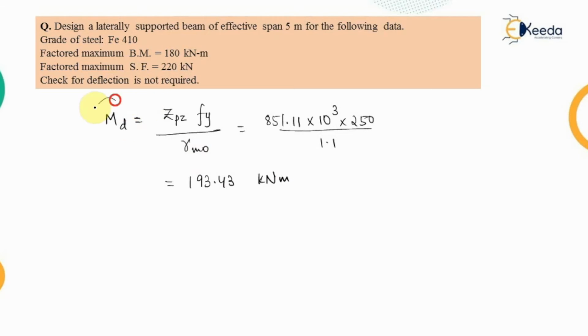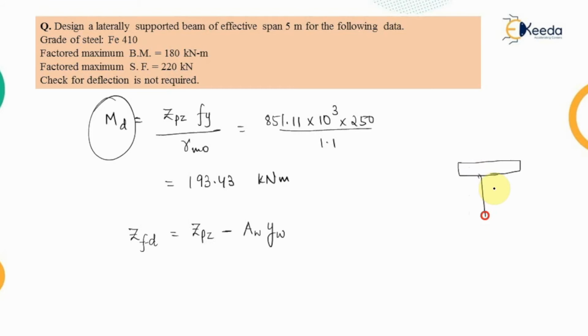Now this was the actual design capacity when there was no high shear. But since there is a problem of high shear in the beam, some moment will be reduced. There will be a reduction factor in the design capacity. For that we need to calculate the section modulus for the section excluding the shear area. So we will obtain the total section modulus minus the section modulus corresponding to the shear area, which is given by AW into YW. That means the shear will be obtained in the web area.